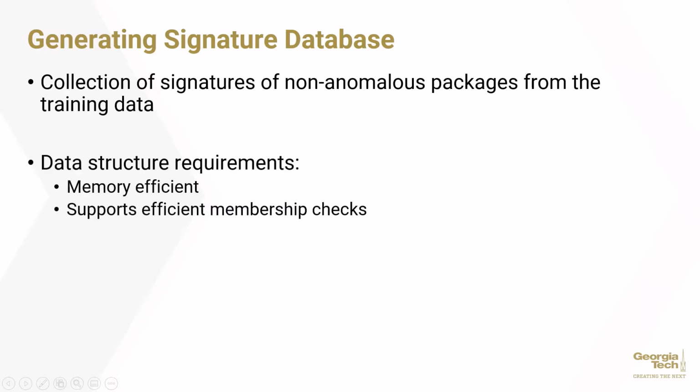And in order to store these, we need a data structure that's both memory efficient and also supports quick membership checks. So if we have a lot of signatures in our database and they're just stored in a list, then we're going to have to iterate through that list every single time we want to check whether or not a package signature is part of that signature database. And that's going to take a long time, and it's not really going to be an efficient way of doing intrusion detection. So they solved this problem using a Bloom filter.